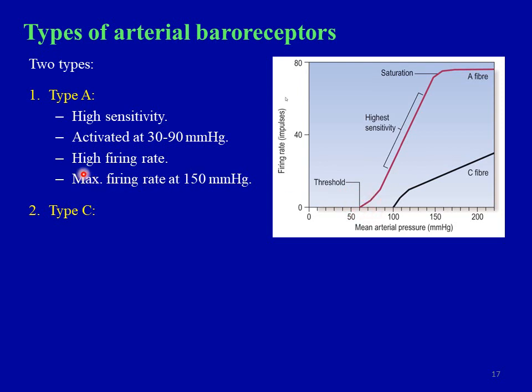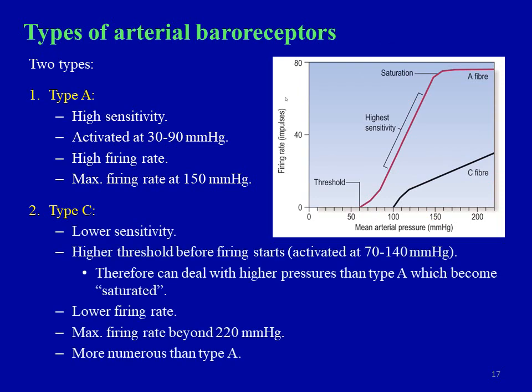They have a high firing rate. As you can see, they can reach a very high firing rate compared to the C fibers, but their maximum firing rate is reached at 150 millimeters of mercury. So they become saturated earlier compared to the C fibers.